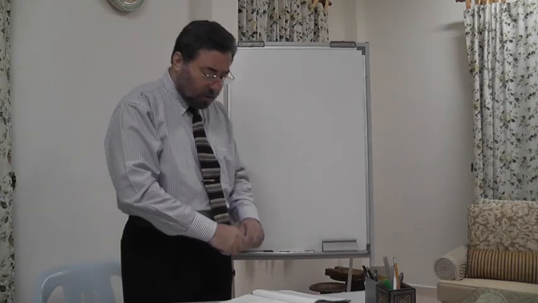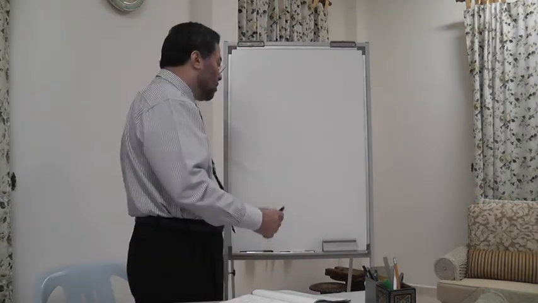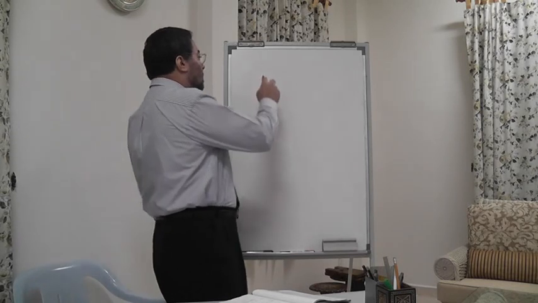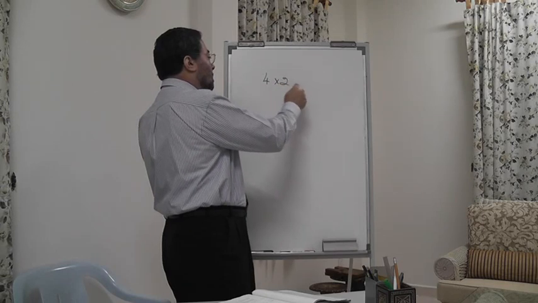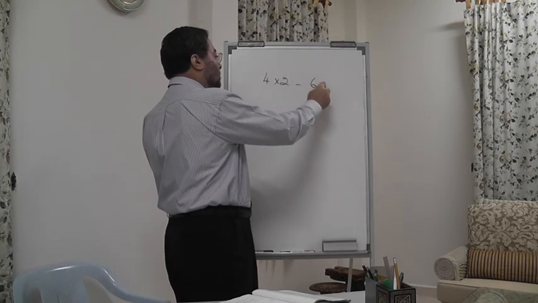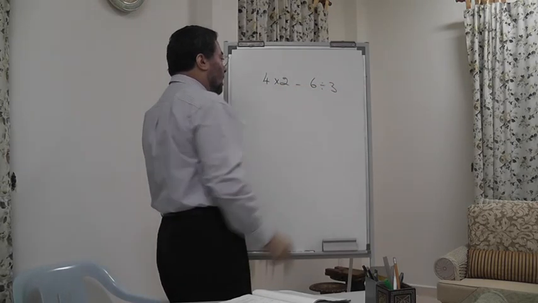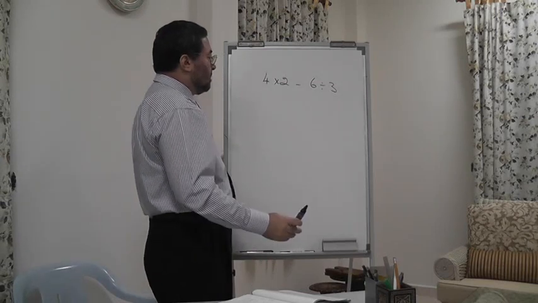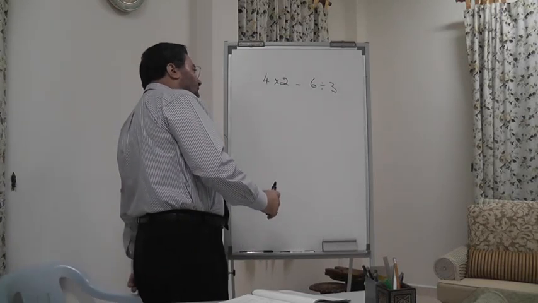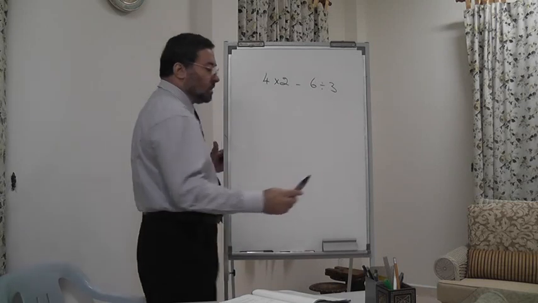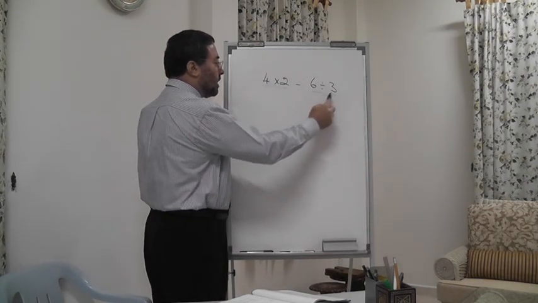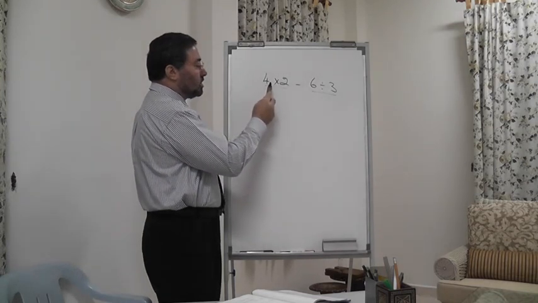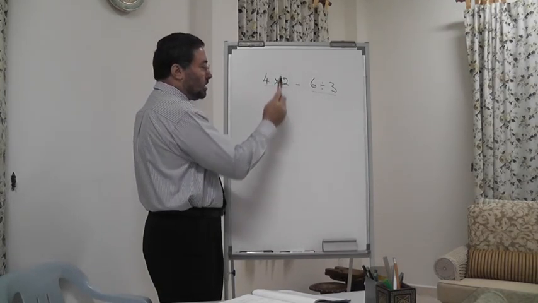Here we have numerical expressions, for example, 4 times 2 minus 6 divided by 3. In this case, as we mentioned before, the minus and the plus separate the terms. So this is one term and this is one term. I have to find the value of this term first before I do any minusing.